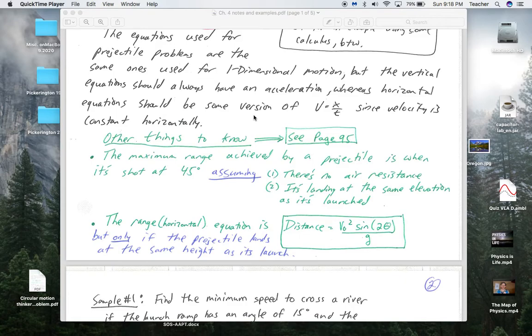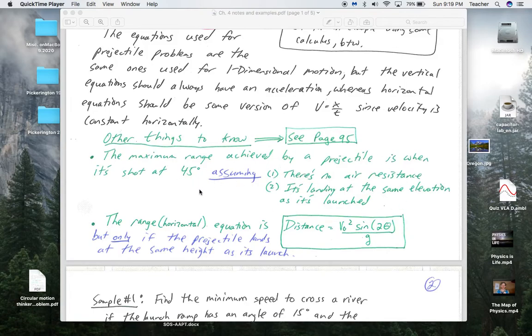So on page 95, there's some other things to know. The maximum range for a projectile when there's no air resistance and when it's landing at the same height as it's launched is 45 degrees. If those two things aren't true, this isn't true.